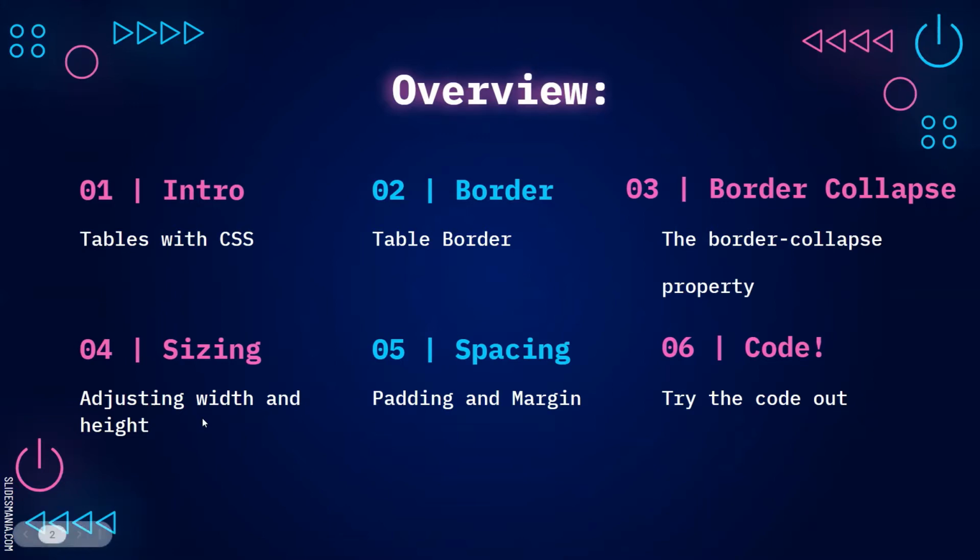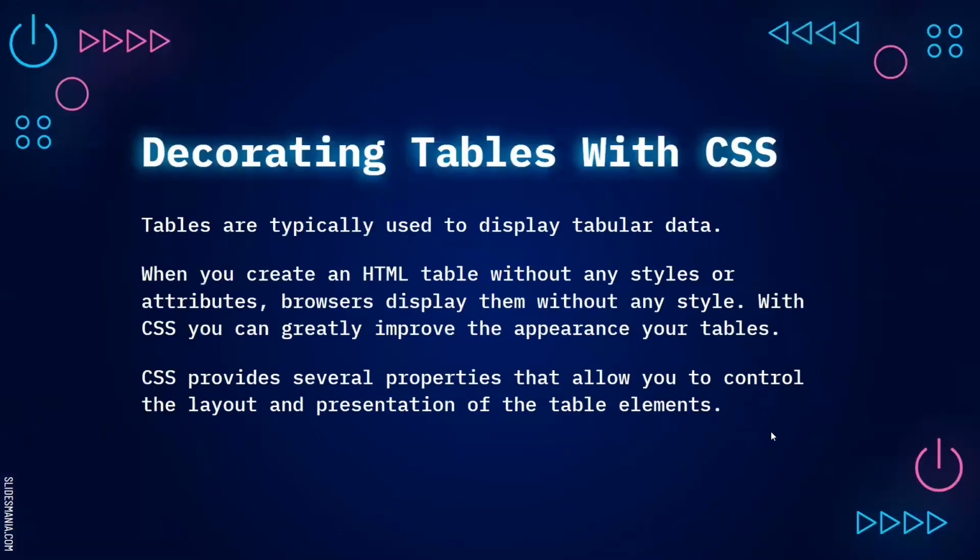Then we have sizing, which is just adjusting the width and height, which is easy peasy. Spacing, which is padding and margin. Again, we've already gone over it in the last two videos, so go check that out, because those two videos will really help with today. And then just trying the code out. So this is the overview, and now let's go on to the intro.